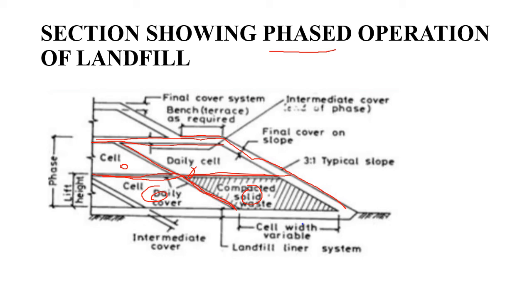So this is how a phased operation takes place, and this is how a section of a phased operation or sub area operation looks. It comprises cells, and a cell comprises daily waste material plus the daily cover, and a series of such cells is called a lift. Then it continues up to the desired height of construction in a particular sub area or phase.